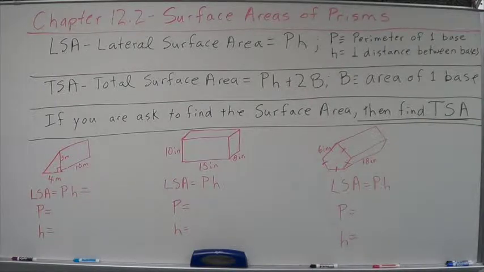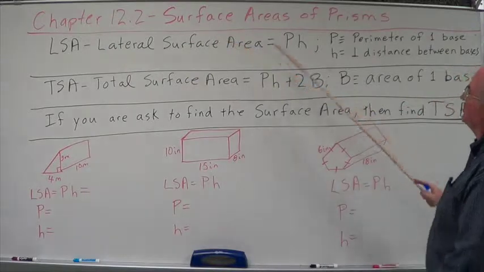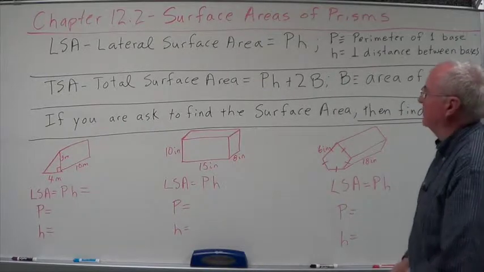Okay, we're going to do some samples of calculating the LSA. Now what's LSA? LSA is the lateral surface area, and it equals capital P times H. What is capital P? The perimeter of one base. H is the perpendicular distance between the bases. Okay, so that's what we're going to work on.